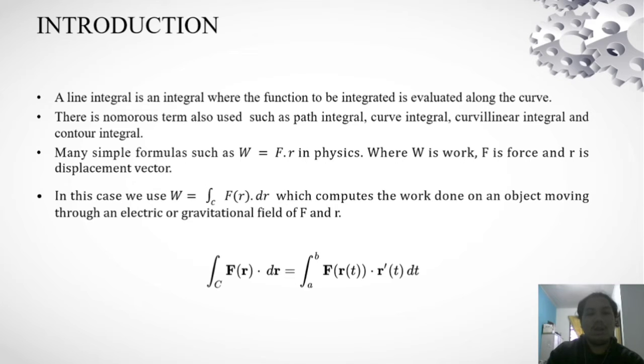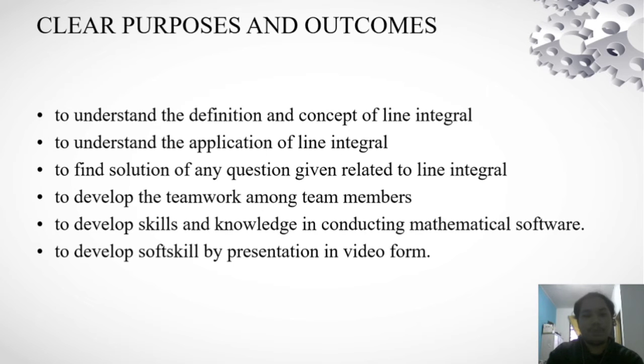In this case, we use W equals the integral of F(r) multiplied by dr, which computes the work done by an object moving through an electric or gravitational field of F and R. Below is how we derive from the equation above.